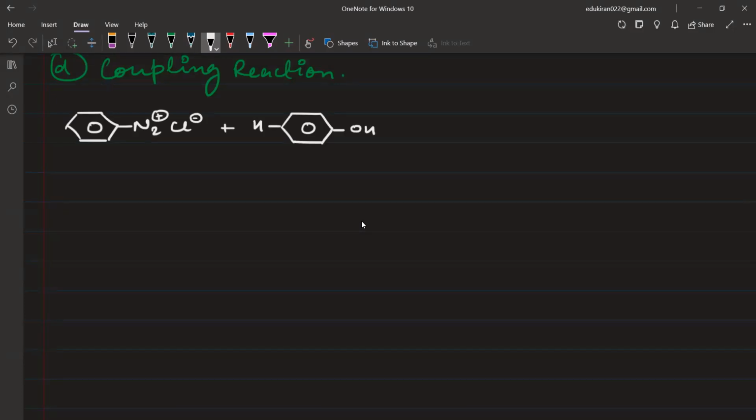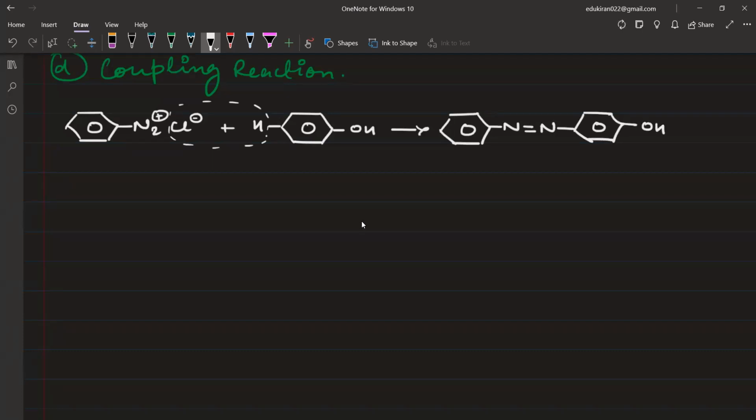Okay, so what is going to happen from here? This HCl is going to get away. Okay, and then what you are going to get? This benzene ring, nitrogen with double bond nitrogen, and this nitrogen has a single bond with the carbon which was having hydrogen, and you have OH here. Okay, this is done in acidic condition, and it is an orange colored dye. This is orange in color.